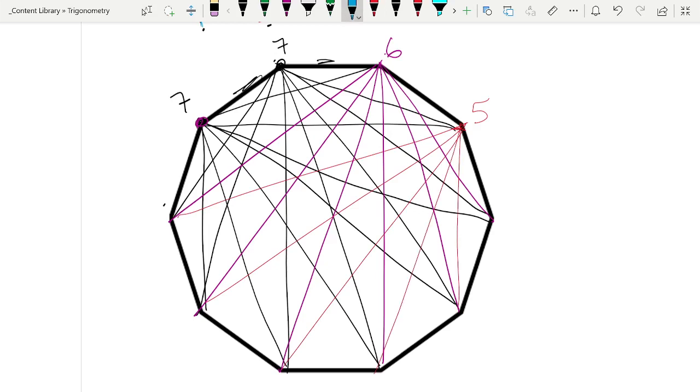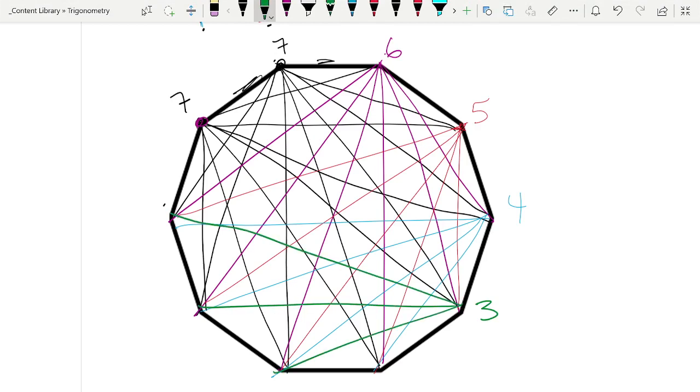Keep on trucking. What should the next one be? Should be 4. 1, 2, 3, 4. What should the next one be? I need more colors. Should be 3. 1, 2, 3. And what should the next one be? 2. 1, 2. And then logically, this one here should be 1. And then the last 2 shouldn't need any.